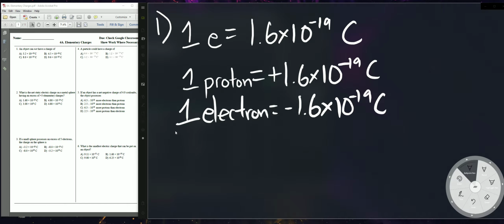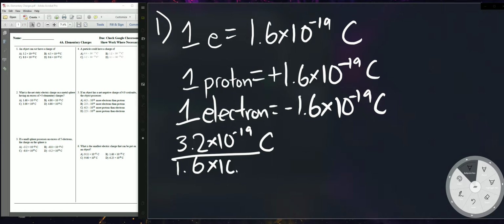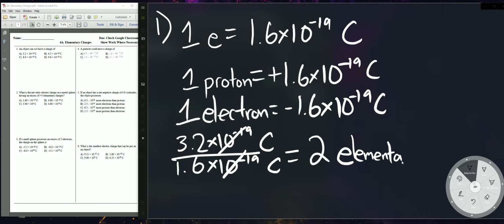All right, so let's take a look at 3.2 times 10 to the negative 19 coulombs. That's choice A. If we divide that by 1.6 times 10 to the negative 19 coulombs, these two exponents cancel out. 3.2 divided by 1.6 is going to give me 2 elementary charges. So this could be either 2 extra protons or 2 extra electrons. So that's possible. It's a whole number. I have 2 full charges.